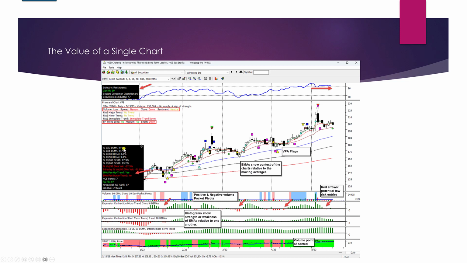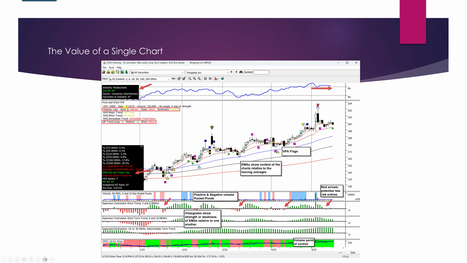These numbers over here show the relationship of the closing price to the moving averages at the close. This information is not updated on intraday. It's end of day data from the warehouse. Okay, so we know the industry, the group rank, the sector, and the number of stocks in the restaurant group.